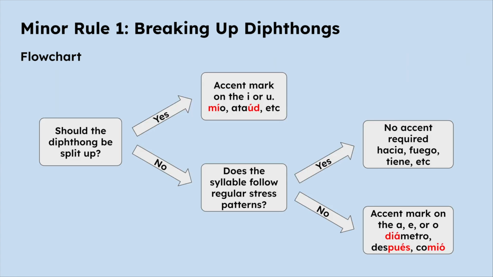So we have this handy flowchart here. So should we split up the diphthong? If yes, then we put the accent mark on the I or U. Mío, ataúd. If we don't want to split it up, then does the syllable follow regular stress patterns as we went over earlier? If they do, then you don't need an accent. Hacia, fuego, tiene. Let's look at tiene. Ends with vowel. Stress should fall on the second to last, and it does. Tiene. If it doesn't, then we put the accent mark on the A, E, or O in like diámetro. Después, comió. Let's take a look at comió. Ends with vowel, so stress should fall on the second to last, co, but it doesn't. It falls on the mio, so accent on the O.